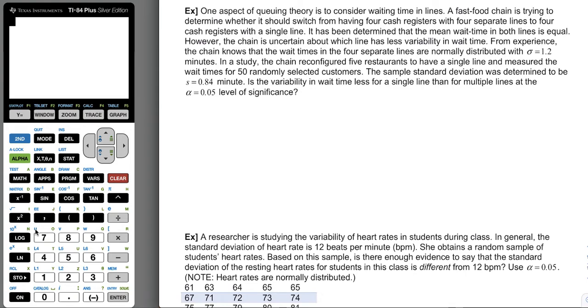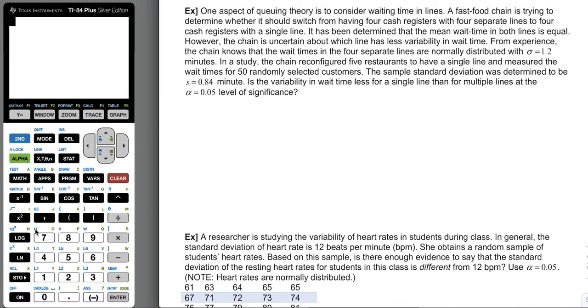Section 10.4, which is hypothesis testing for the population standard deviation. One thing that's going to be different about this is that we don't have a chi-square test in the calculator for these types of problems. We will have to do a chi-square CDF, which means you will need to be able to determine if your test is right-tailed, left-tailed, or two-tailed. So let's look at this example here.